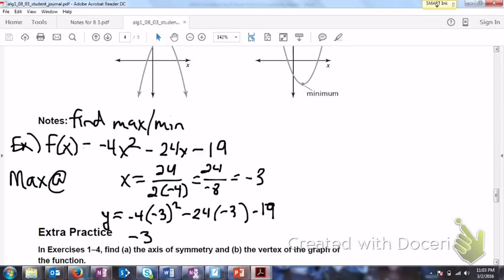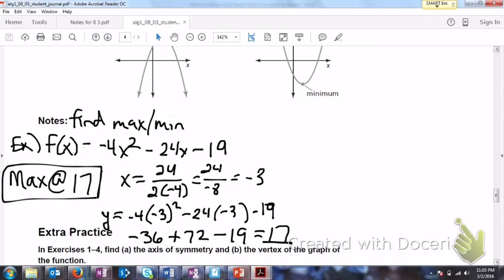Where am I at here? There we go. Negative 36. Negative 24 times negative 3 is a positive 72. And then negative 19, and negative 36 plus 72 is 36. 36 minus 19 is 17. So the y value is our max, so we have a max at 17. So we found the maximum value there.